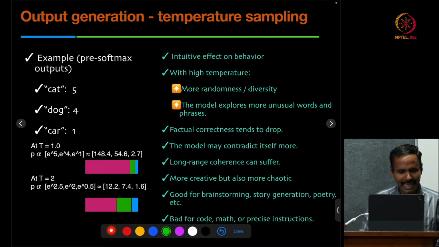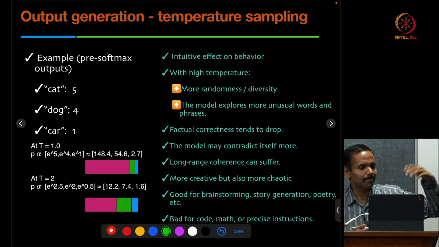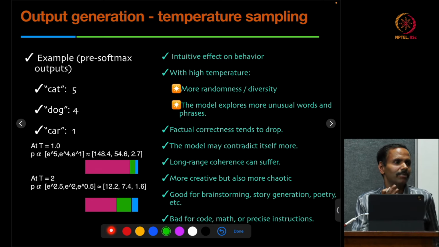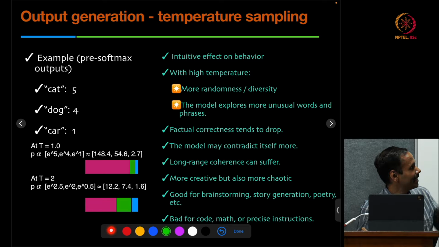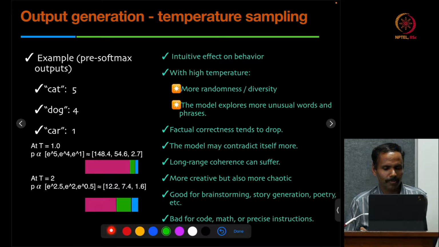If you want a quick example, let us say you had a pre-softmax output for these 3 outputs as 5, 4 and 1. At t equal to 1, the final probability is proportional to e power 5, e power 4 and e power 1. So those numbers are listed here, 148, 54, 22.7, etc.